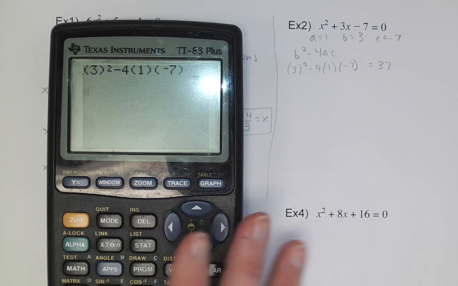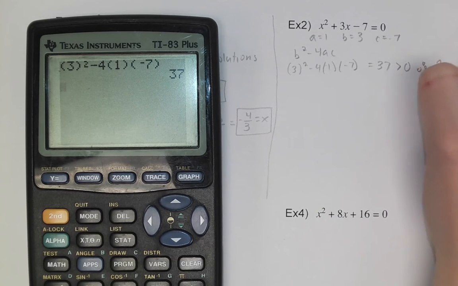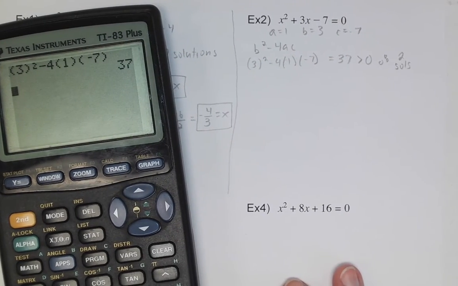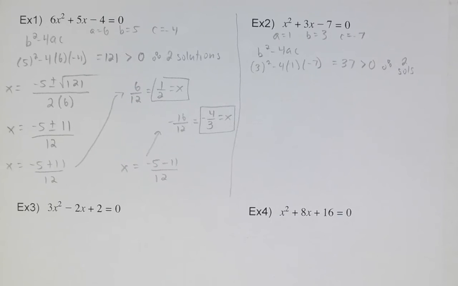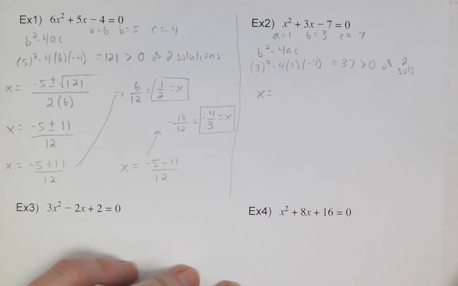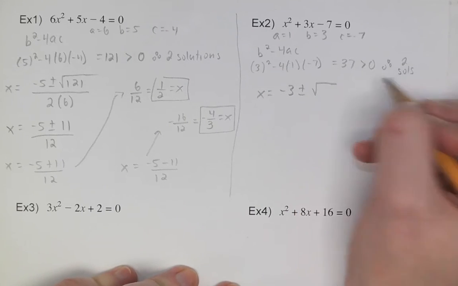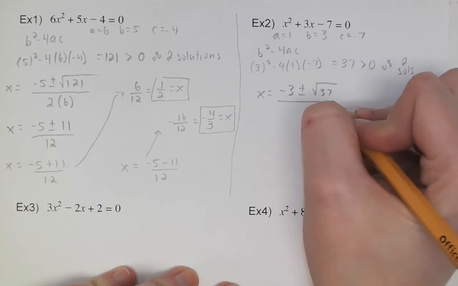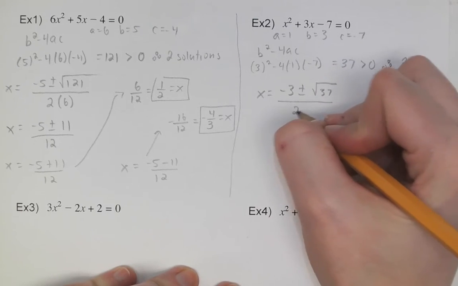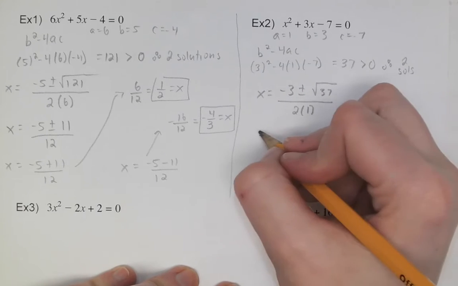Is 37 positive, negative, or 0? Since it is greater than 0 or positive, that means, again, I'm going to have 2 solutions. That's what the discriminant is telling us. Okay, now I am going to plug stuff into the rest of the formula. So x equals negative b, so that's -3, plus or minus the square root of the discriminant, 37, all over 2 times a. A was what? 1.